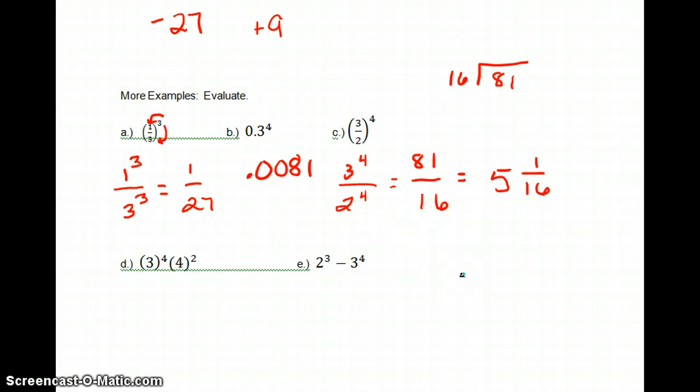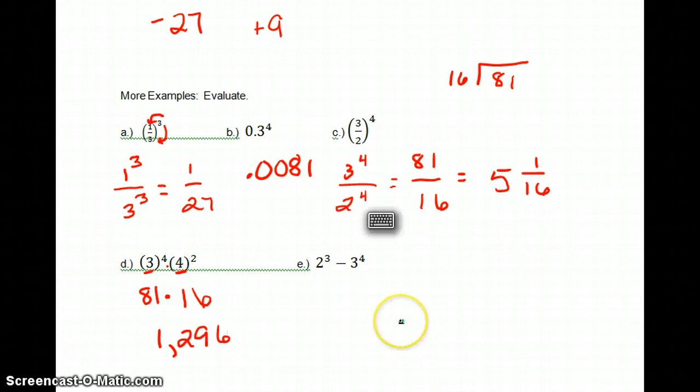Letter D. If you take a look at letter D, you will notice that we have two different bases. Since you have two different bases, you do need to treat those like two different problems. So the first thing that you're going to do is say, well, we have 3 to the 4th power being multiplied by 4 squared. So we're going to go ahead and take care of 3 to the 4th power first, which is 81. And then we'll multiply that by 4 squared, which is 16. So now we have 81 times 16. When you do that math, you get 1,296.